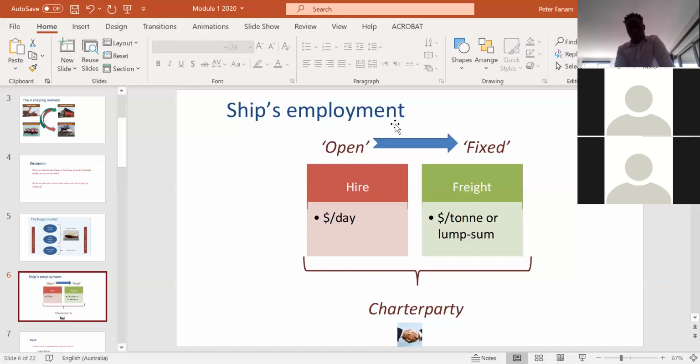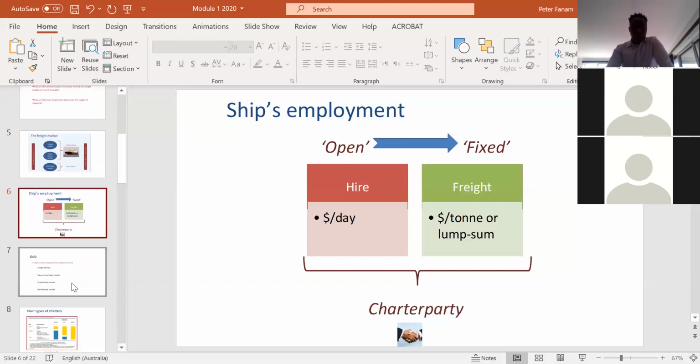So when they agree on the figure to pay per day for a certain period of time, that is the hire. And when the amount agreed is a dollar figure per ton for the voyage or a certain number of voyages, that is what we call the freight. So that is the difference between the two, the freight and the hire. When you see the two, you should know that the hire goes with the time charter and the freight goes with the voyage charter. Is that clear?